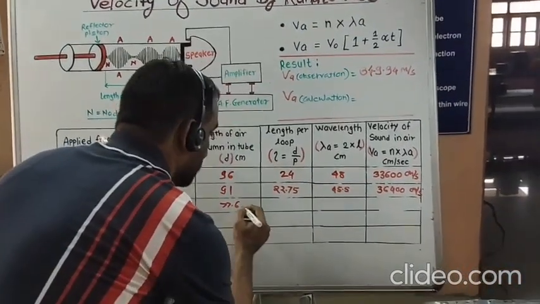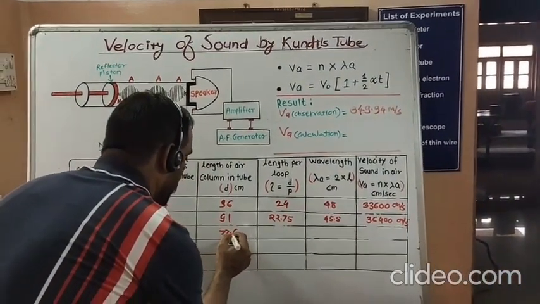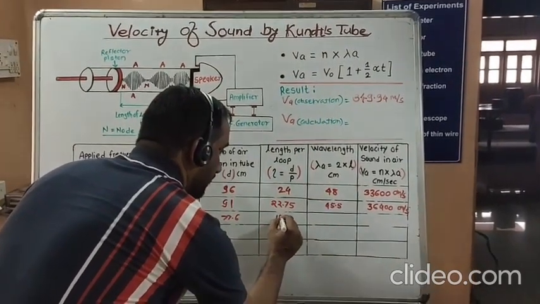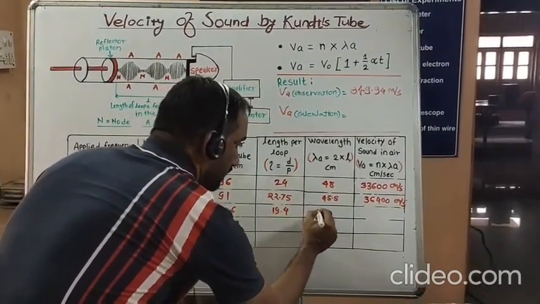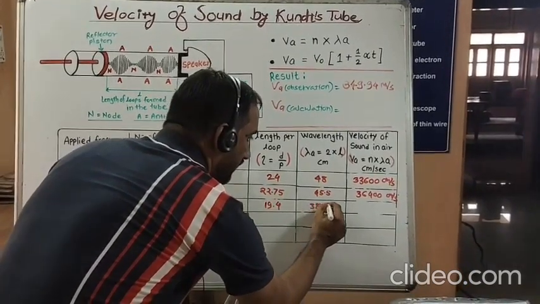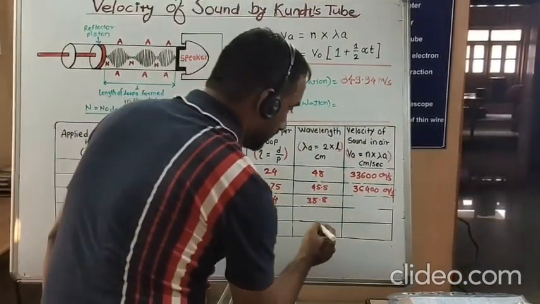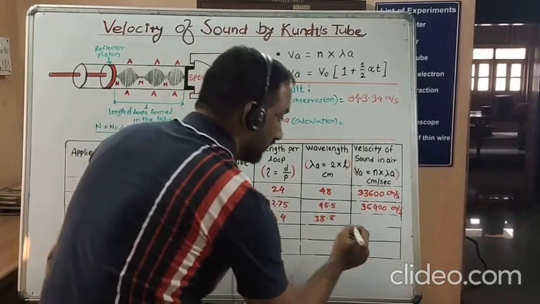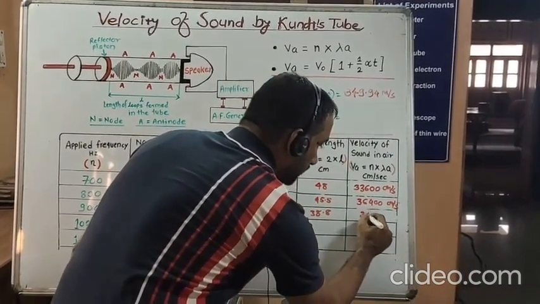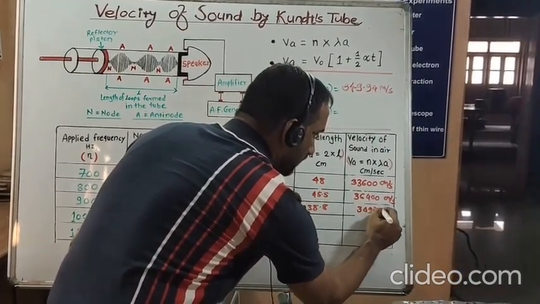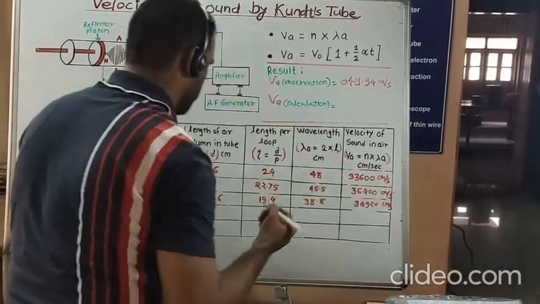Then 77.6 divided by 4 is 19.4, and 2 times this value becomes 38.8. And 38.8 multiplied with 900, we are getting 34,920 centimeter per second.